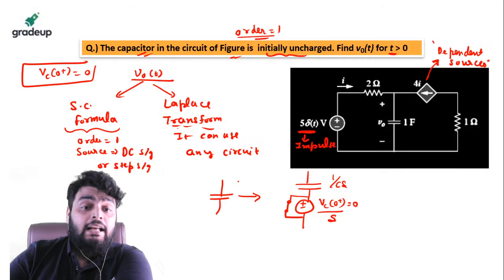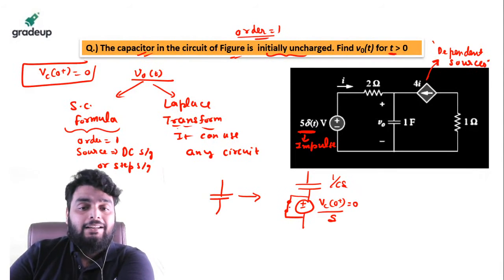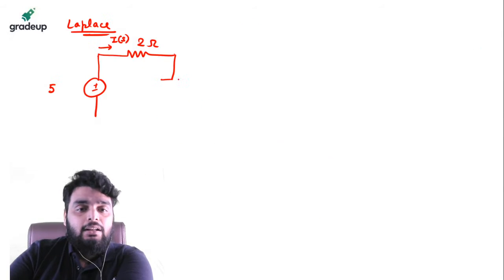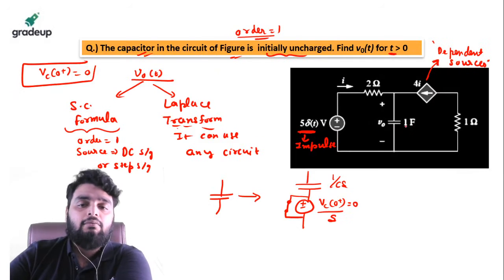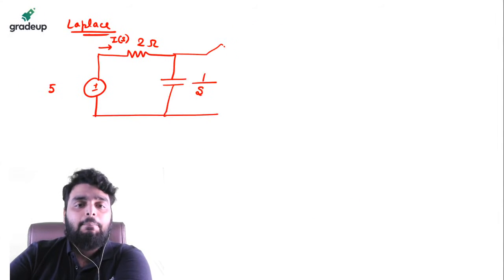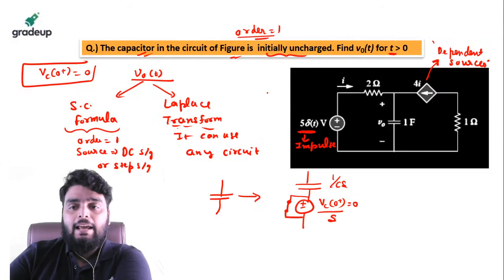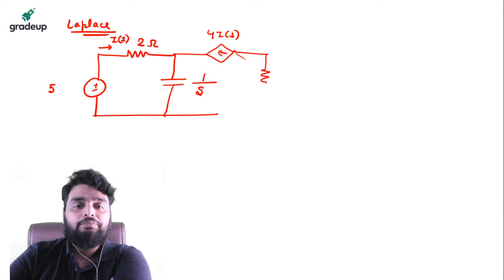Now capacitor. Capacitor usually changes into a capacitor plus voltage source. But here the initial voltage is 0, so it will act like a short circuit. So the capacitor will just change into a capacitor such that the magnitude is 1 divided by SC. Now C is what? C is 1 farad. Here I have a dependent source. This is 4 times IS, right? And finally I have 1 ohm.